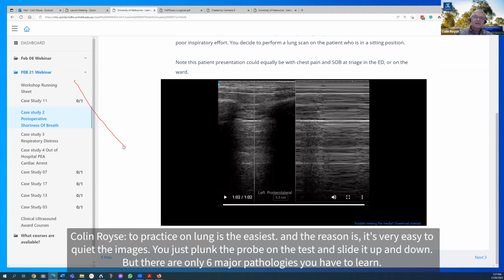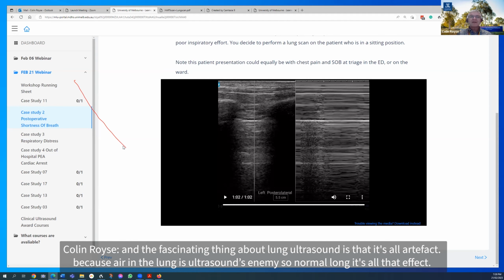And the reason is it's very easy to acquire the images. You just plonk the probe on the chest and slide it up and down. But there are only 6 major pathologies you have to learn. And the fascinating thing about lung ultrasound is that it's all artifact, because air in the lung is ultrasound's enemy. So a normal lung, it's all artifact.